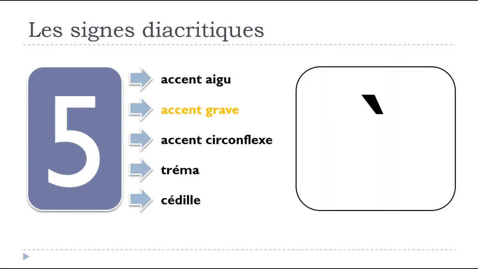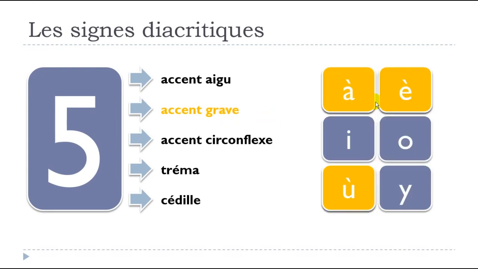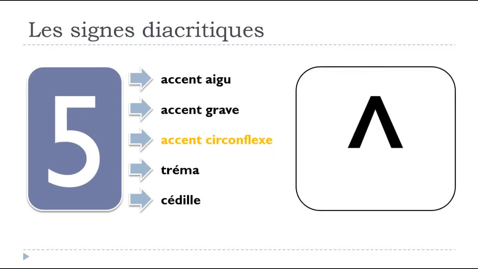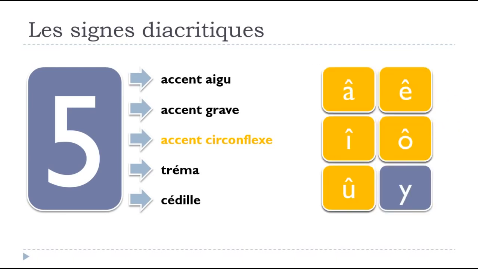Then you will have l'accent grave, and it goes in the other direction. But then l'accent grave is actually more used because you can put it on the top of A, on the top of E, and then on the top of U. Alright? After that you've got l'accent circonflexe, so it's like a little roof here, like a little hat, and it will come on the top of A, E, I, O, and U.